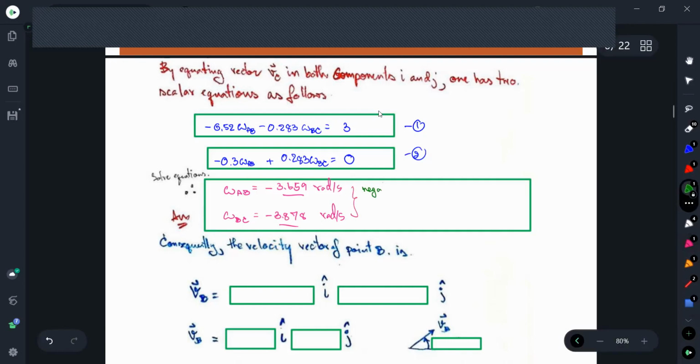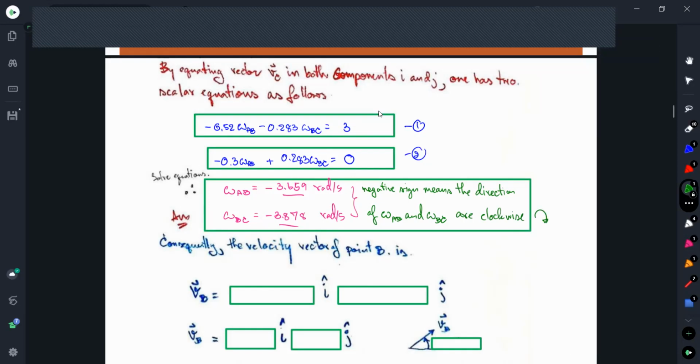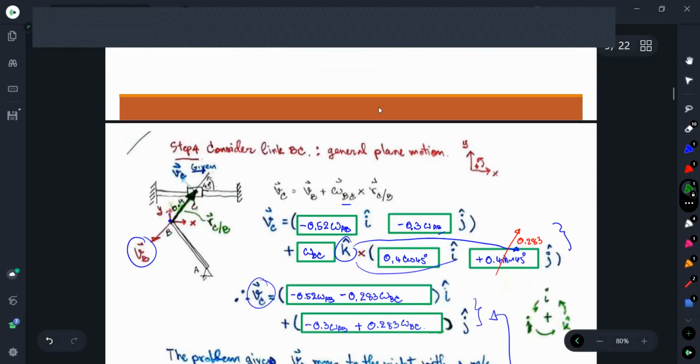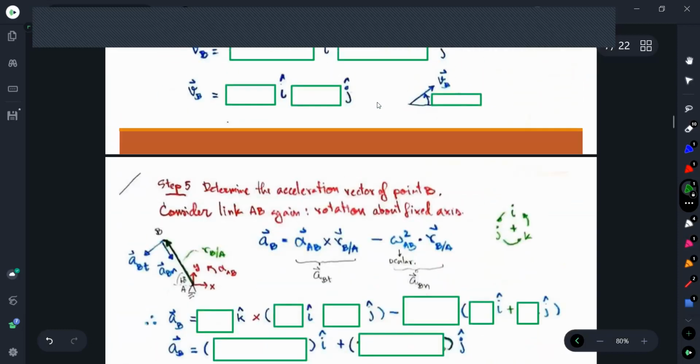The negative sign means that the direction is clockwise. That means the directions of omega AB and omega BC are clockwise, like this. It makes sense, right? When C is moving to the right, link BC and AB should rotate clockwise. Okay, this makes sense.